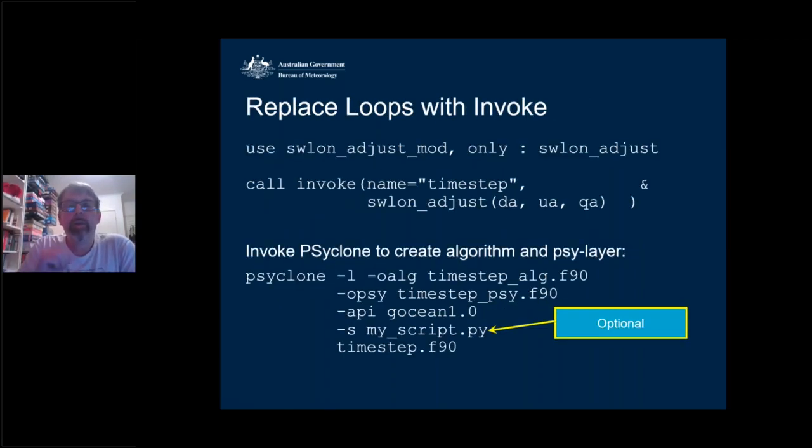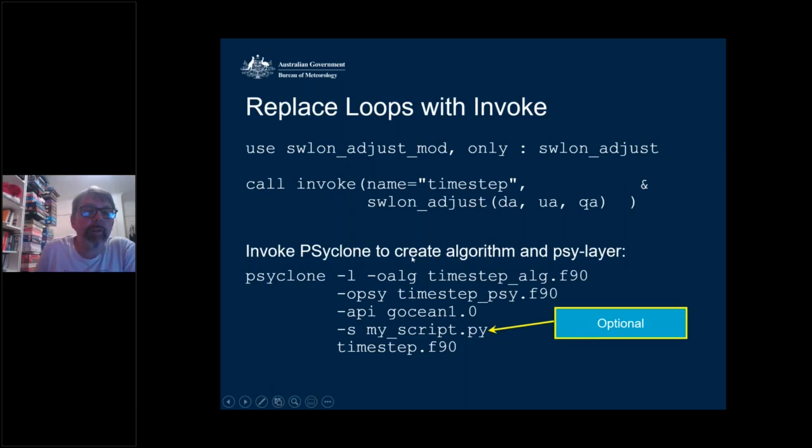And then in the actual application, I removed the loops and replaced them with a simple invoke statement. So basically I added a use statement from this swlon adjust module. I imported the swlon adjust function, then did a call invoke. I gave it a name, time step, and then the function with the 3 parameters. So remember, PSyclone will add the loops around this and add the parameters i and j to indicate the element.